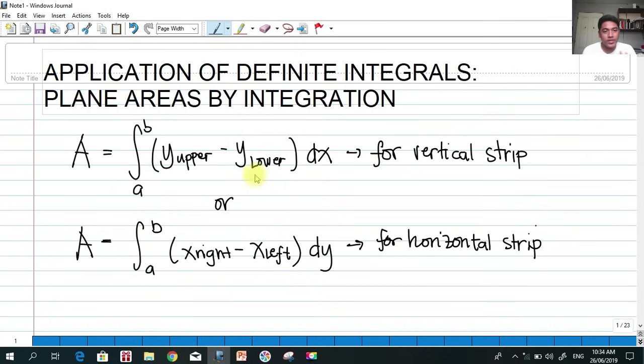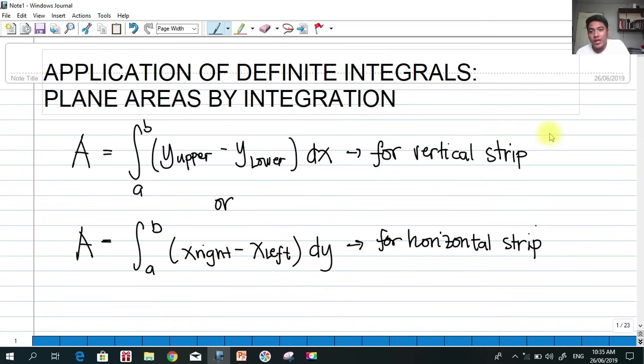So what does this y upper and y lower mean? We have to express the curve purely in terms of x. So we have to isolate y in the equation and express it all in x so that we can integrate with respect to x. So what is this y upper and y lower? Well, actually, y upper and y lower will depend on which one of the curves is on the upper side and which one is on the lower side when we draw a vertical strip.